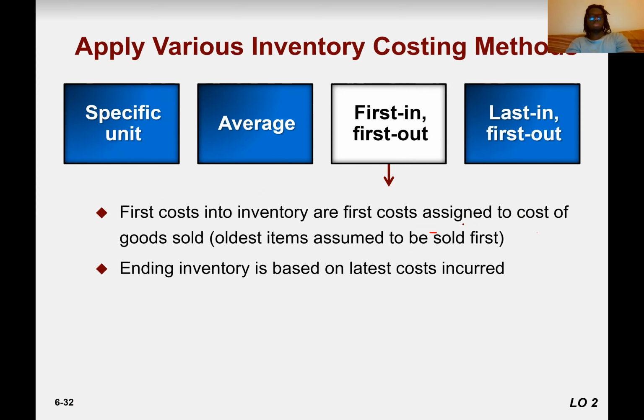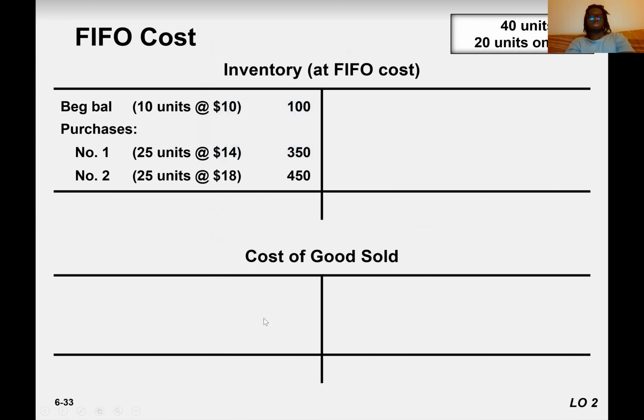First cost assigned to the cost of goods sold. What does it mean? It means oldest item assumed to be sold first. We'll see that. So what does it mean? We'll talk about this when we solve it.